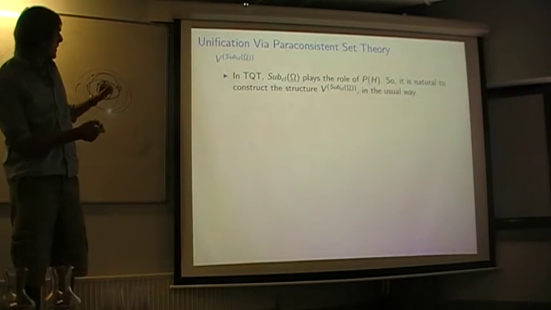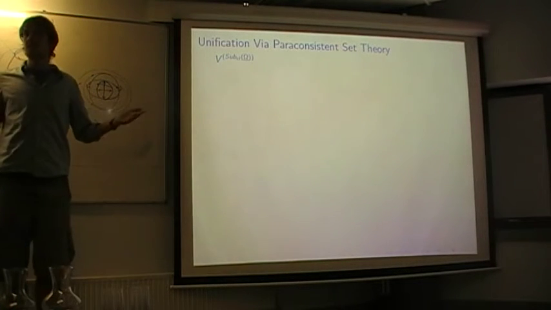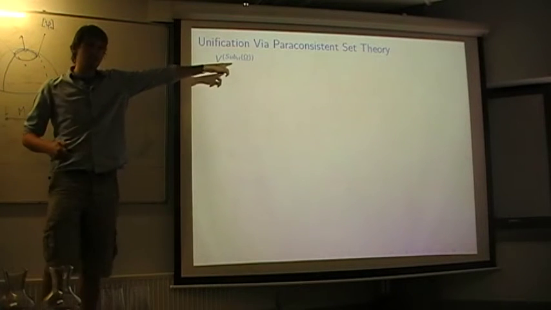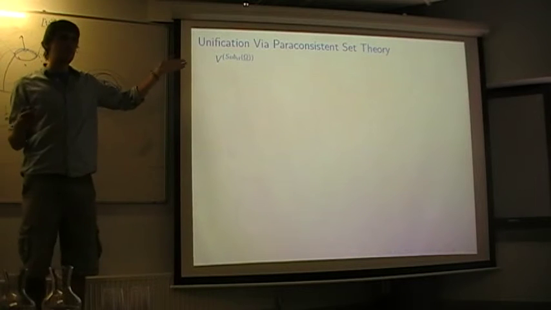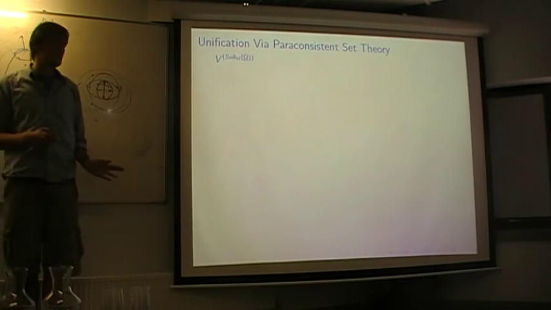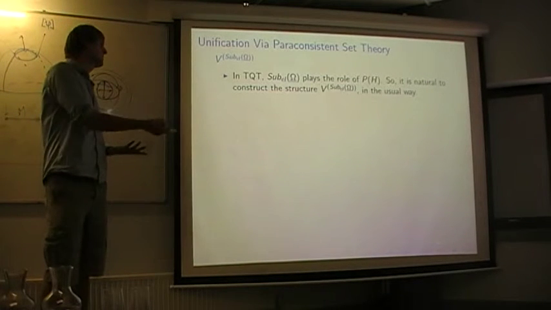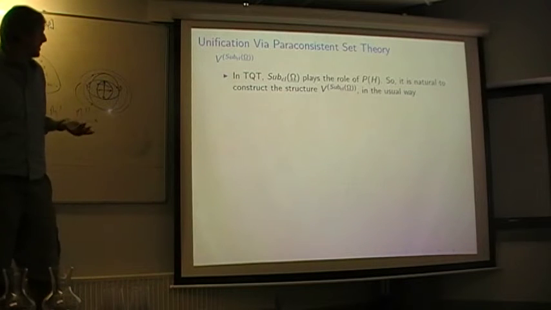So this is the big idea: rather than studying V^P(H), we're going to study V^(subclopens). This is the key idea. I'm going to say, okay, can we get anything like the same theorem in here? And this is motivated by the idea that in topos quantum theory, the clopens replace the projections somehow.